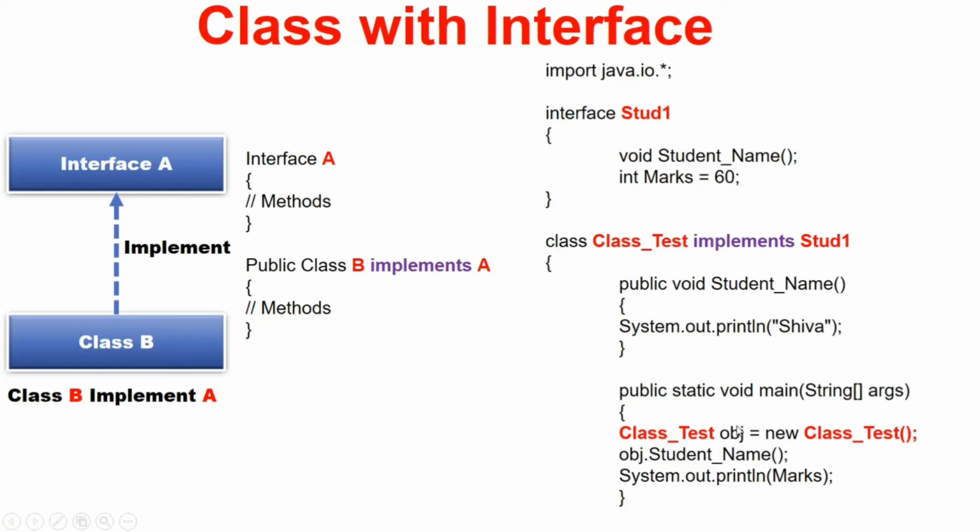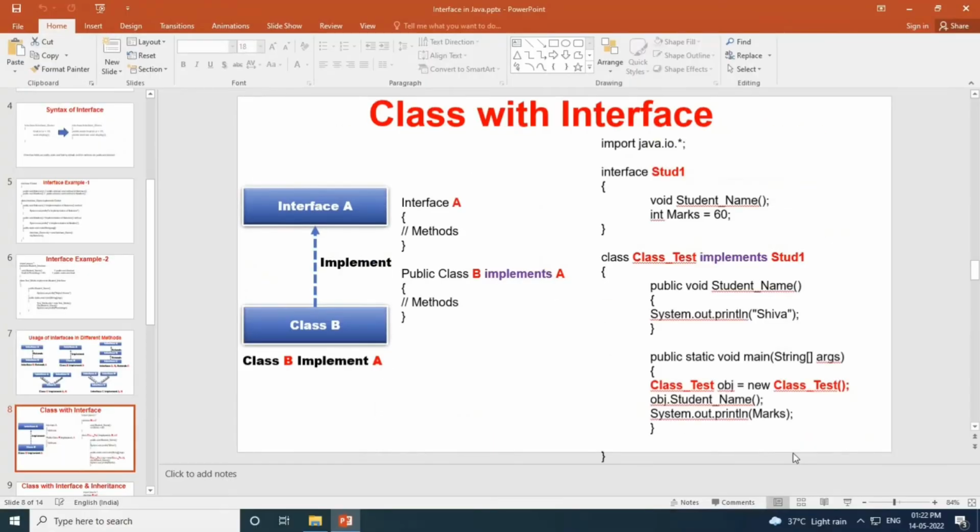So now we come to the main program. So we are creating an object to call this class. So class object, new class, right? So we are going to invoke the method with the help of this object dot student name, which is available in the class method, which is available in the class test. Okay. So now we are going to print the marks. So marks is a variable which is available in the interface. So this interface can be implemented by the class test_class so that we can access the marks. Now let's see the output of this program.